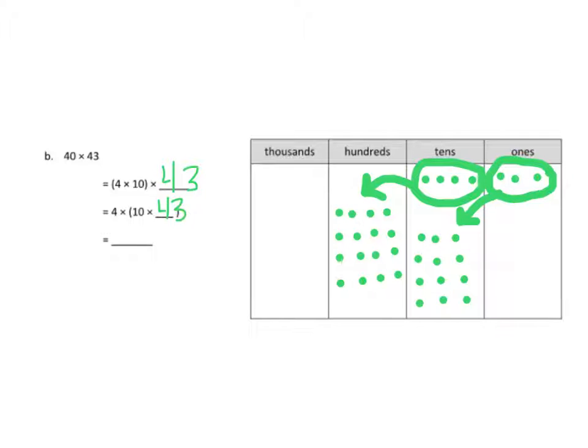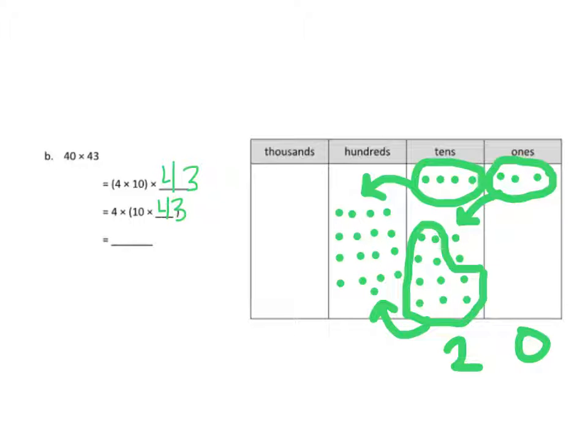So now we need to regroup. Because we had 12 there, we brought over 10 of them. So we have a 0 here, we have a 2 here, and then we have 17, so we need to take away 10 of them. And that leaves us with 7 and a 1. So our answer is going to be 1,720.